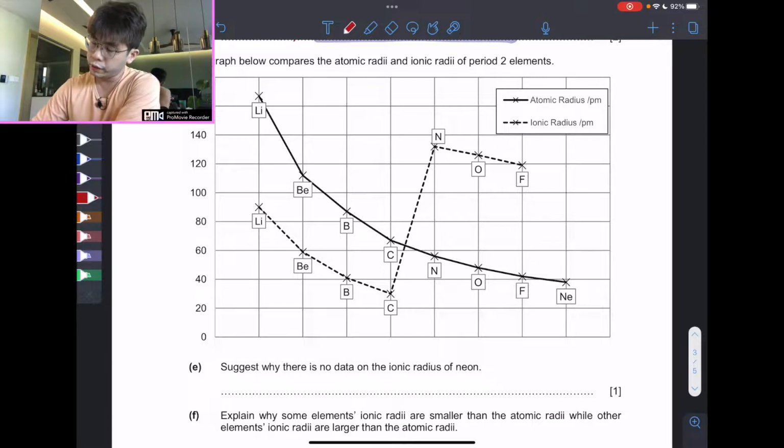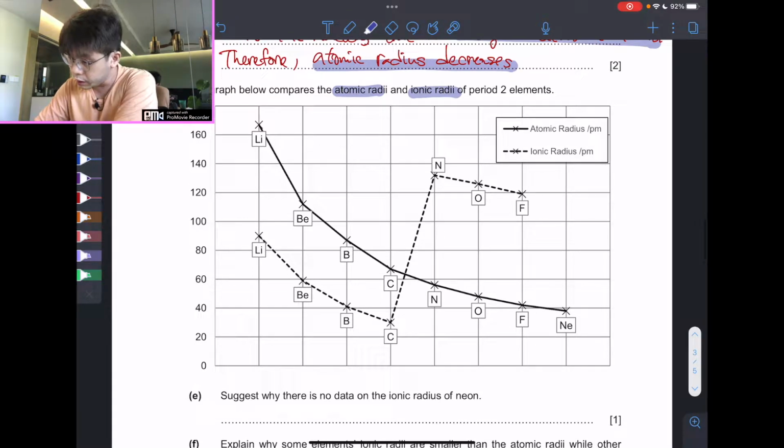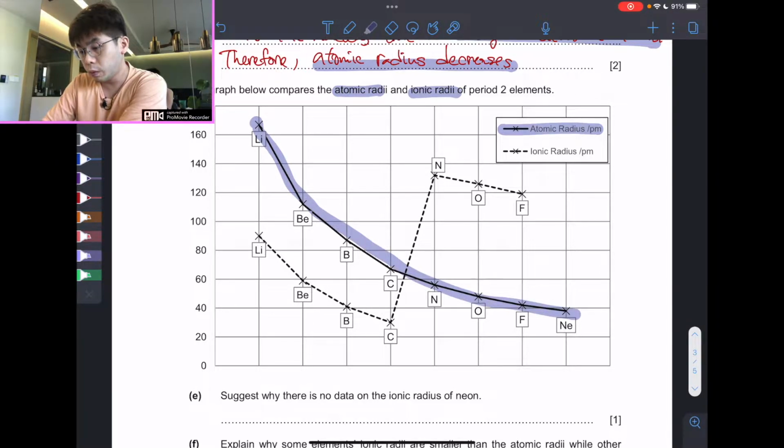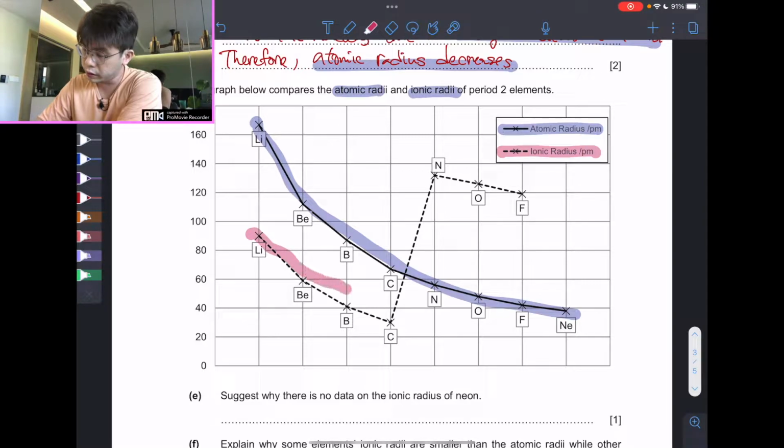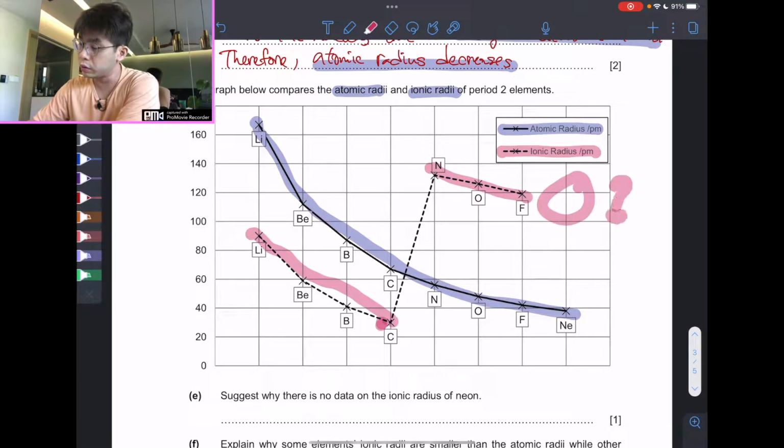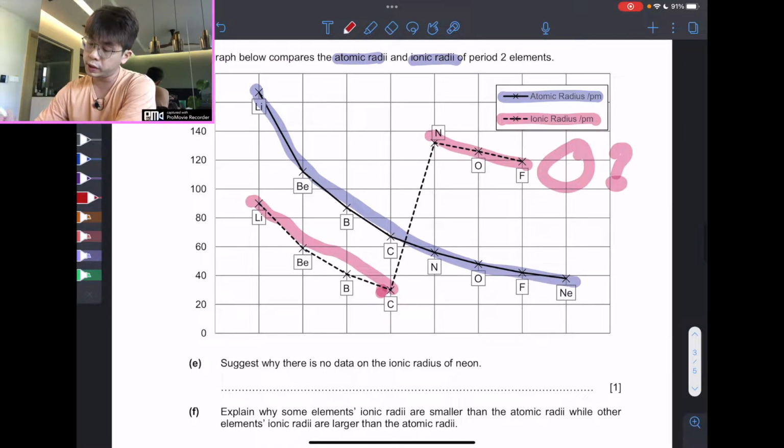So now we have a graph of both the atomic radius as well as the ionic radius. We see that the atomic radius, which I'm going to highlight in blue, is this solid line here, while the ionic radius highlighted in red goes down like that, then suddenly goes below the blue line, and then goes up, and then neon has nothing. This is the ionic radius, that means it's the size of the ion. So suggest why there's no data for the ionic radius of neon.